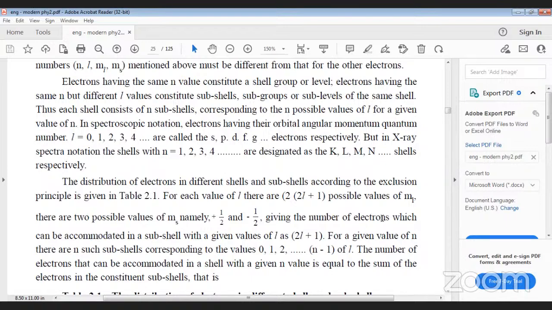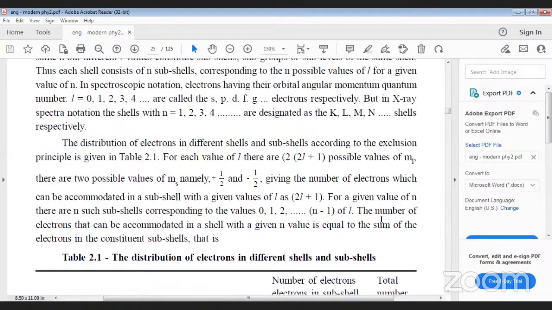For the spectral notation, the orbital angular momentum quantum number 0, 1, 2, 3 is called s, p, d, f: l equals 0 is s subshell, l equals 1 is p, l equals 2 is d, then f, like that. But in the X-ray spectral notation, the shells with n equals 1, 2, 3, 4 are denoted K, L, M, N shells. Shell or orbital, whatever it may be, you need not worry here.